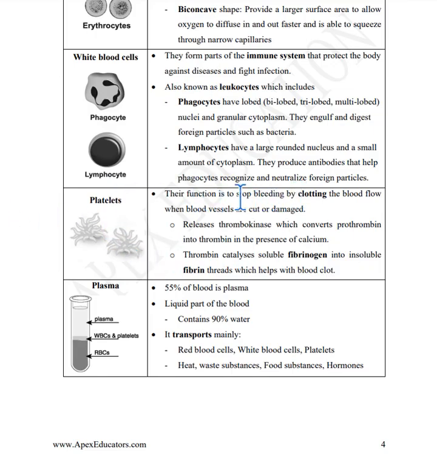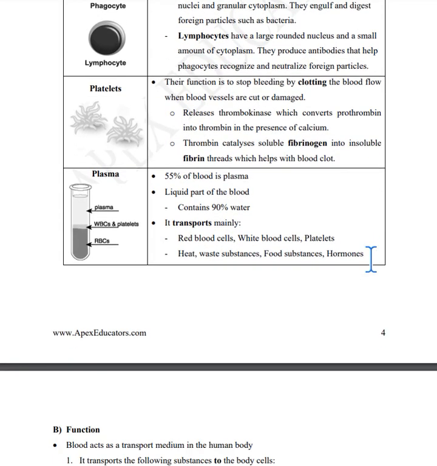Next one is platelet. Platelet is to stop bleeding by clotting the blood flow. And you need to know that it catalyzes soluble fibrinogen into insoluble fibrin thread. These are important as well. The last one is plasma. Plasma is 55% of blood. The liquid part of the blood is 90% water, and you know it transports mainly RBC, WBC, and platelet.